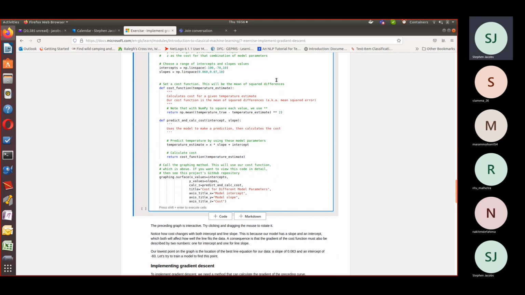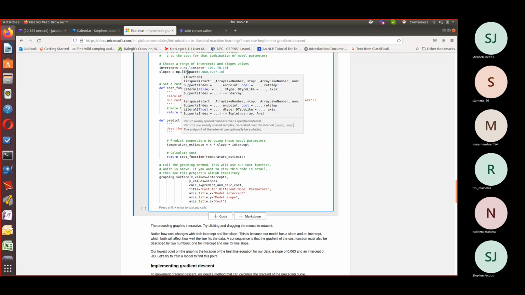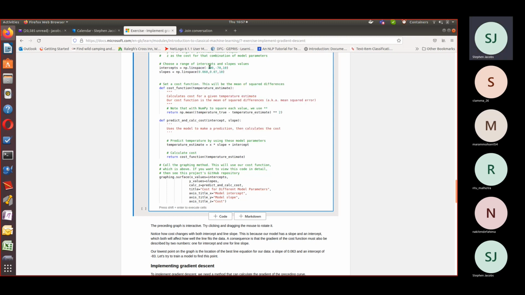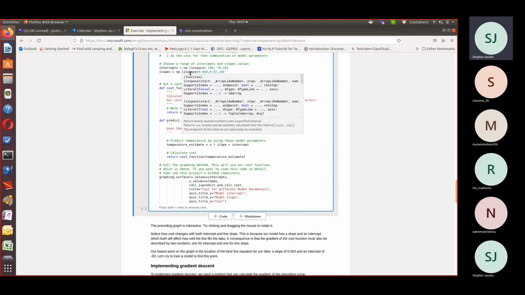So we're going to choose our range of intercepts and slopes. The intercepts here, this is our range, linspace. So as you can see, you've got a start and a stop point, which are these. And the slopes, again, we're not going to do the intercepts yet. That will come later. But our slope range, we're going to have from 0.06 to 0.07. And let's have a look at the last parameter there.